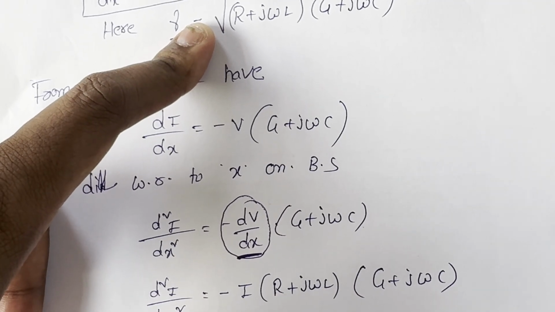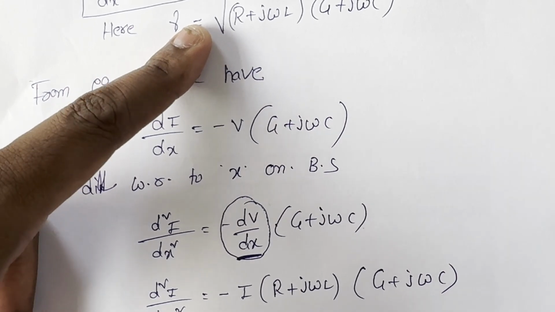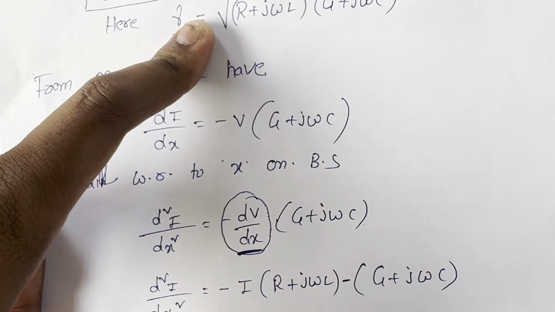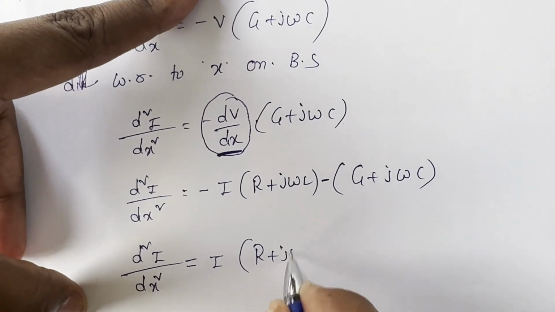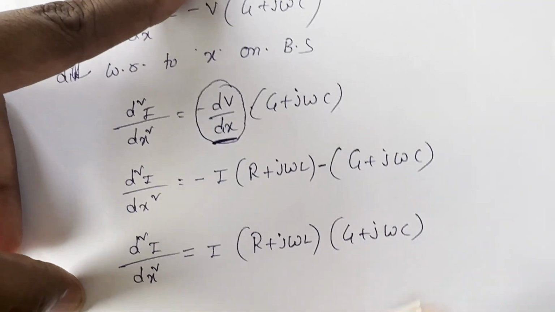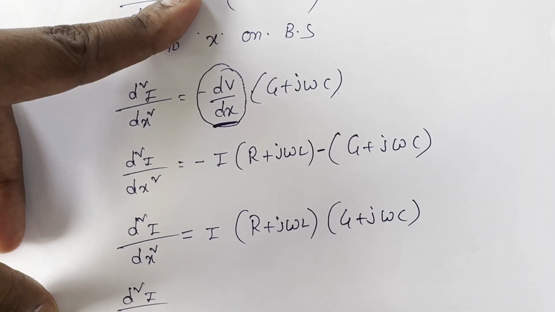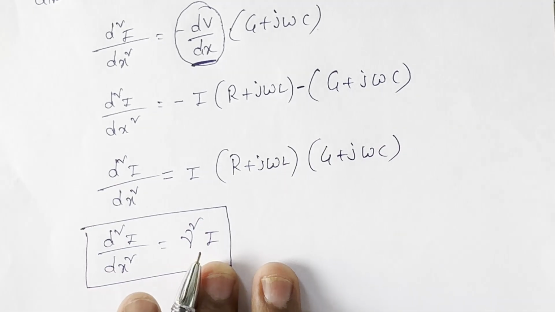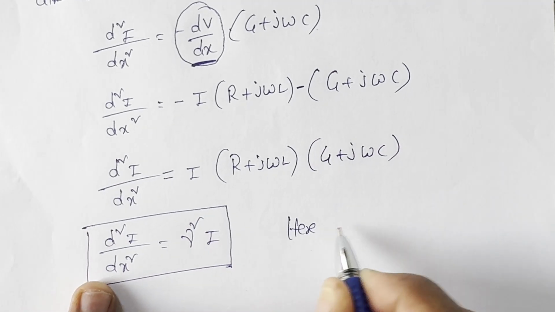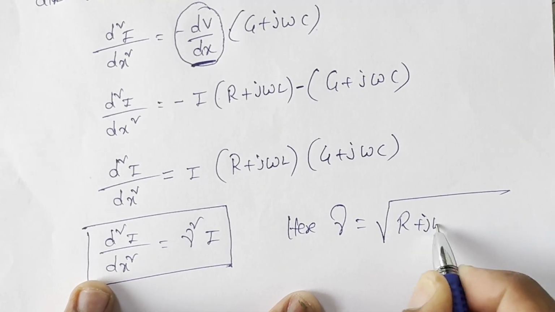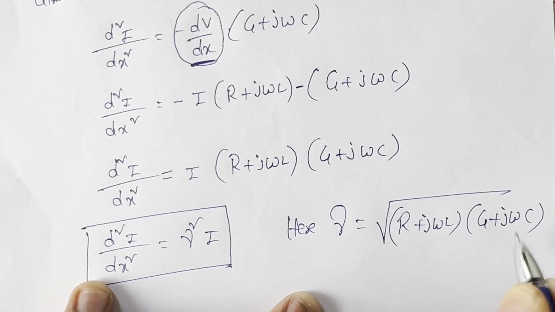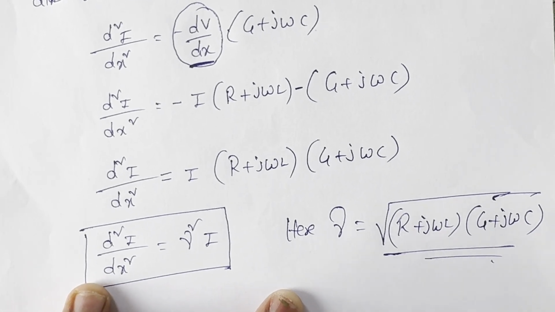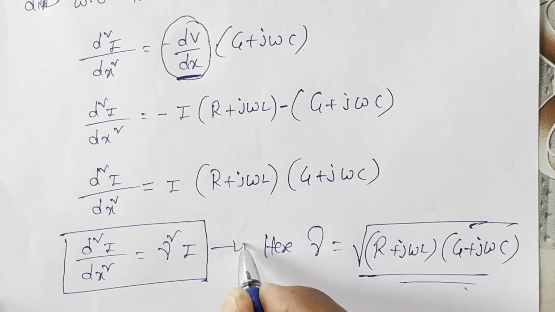So with this, d square I by dx square is equal to, already minus values here, minus into minus plus, then I into R plus j omega L into G plus j omega C, and this can be written as d square I by dx square equal to gamma square I. Here again the value of gamma equals square root of R plus j omega L into G plus j omega C. That is the value of gamma. Let it be equation number 4.